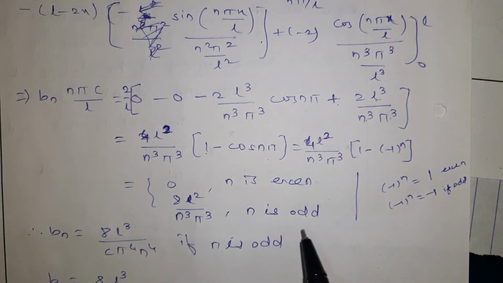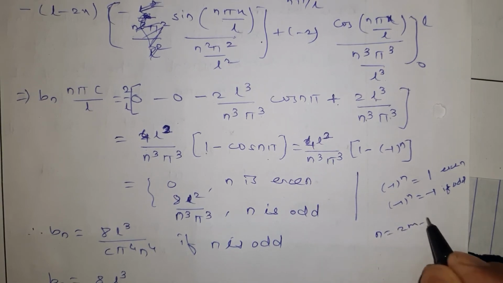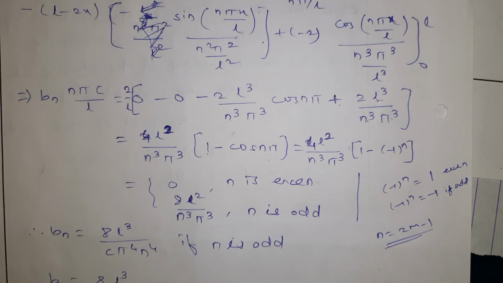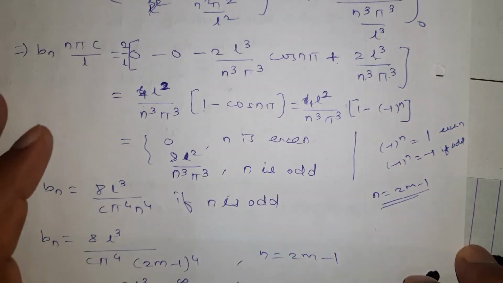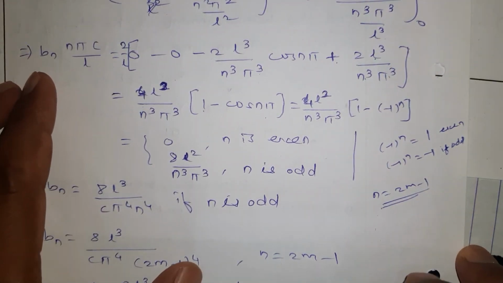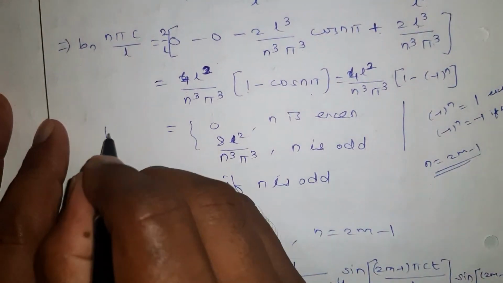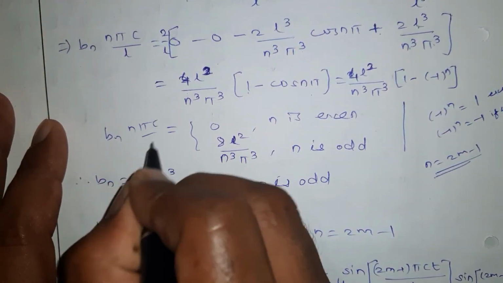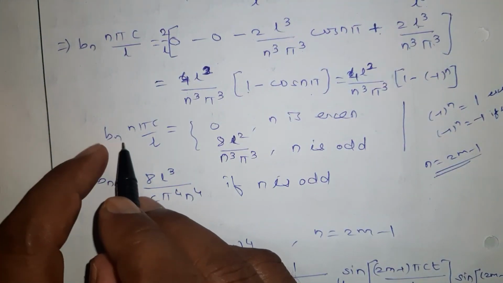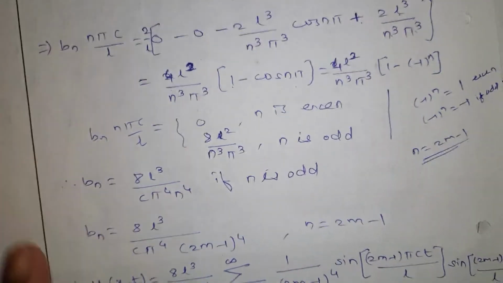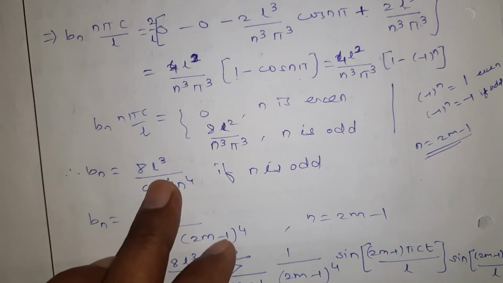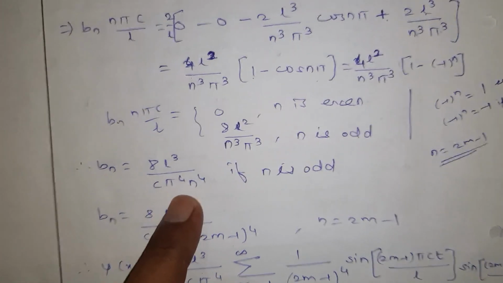If n is odd. And how do we write an odd number? An odd number we can write n is equal to 2m minus 1, and an even number we write 2m. So here I need the odd number. Now this is the value of our Bn into n pi c upon L. But we want Bn. So to find Bn, divide this n pi c upon L to the RHS. So you will get Bn is equal to 8L cube upon c pi raised to 4 n raised to 4.